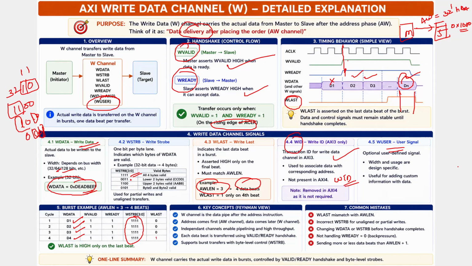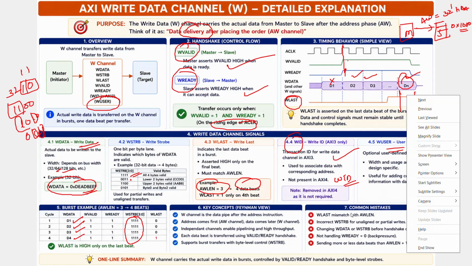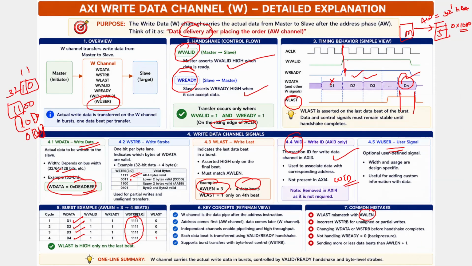So what are the common mistakes we make here? W last is mismatching with AW length. Suppose AW length is 3, then burst length is 4. Only after 4 beats of data are transferred do we need to place the W last signal as 1. And then the write strobe signal is unaligned and partial writes, so that would be incorrect. We need to place the write strobe signal aligned, and then all the data should be valid. That will take care of that.